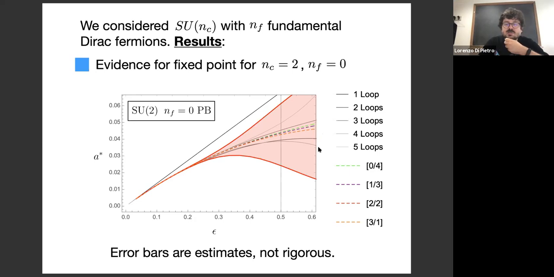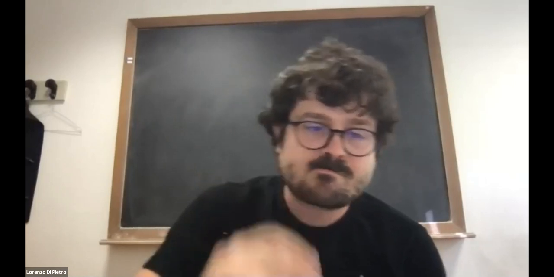Okay, maybe I should at this point stop sharing and leave it to Joao. Is this the coupling that you show, or the 't Hooft coupling? No, it's the coupling, just g squared. So these theories stay, even if there's no notion of weak coupling appearing for large NC.